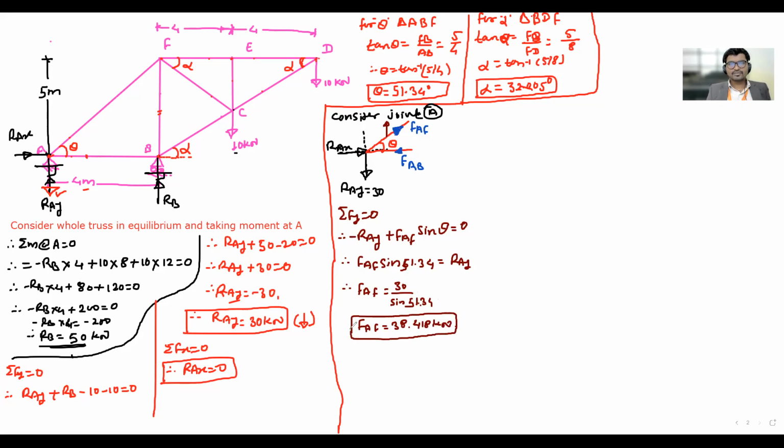Answer is positive, means the direction of FAF is correct. Right. Transfer that. At A it is going up, at F it will be down. Equal and opposite we show. Member is in tension.